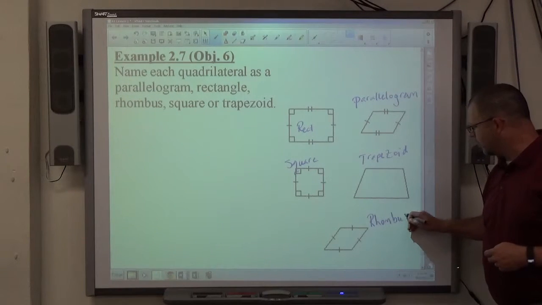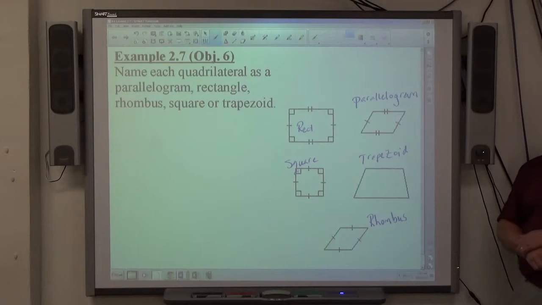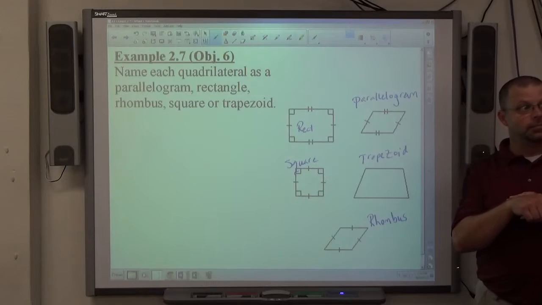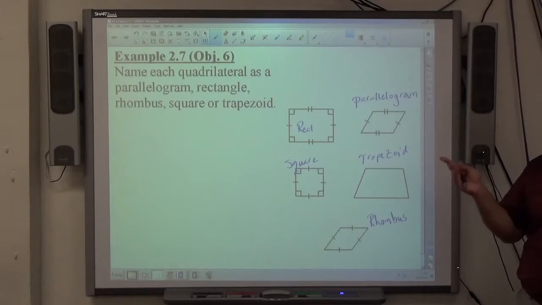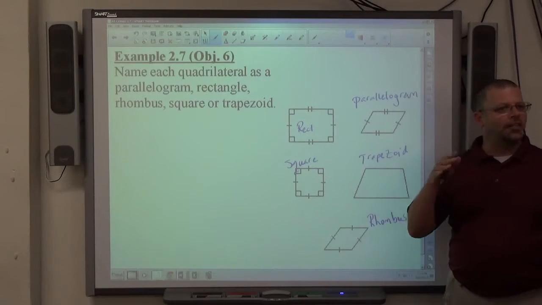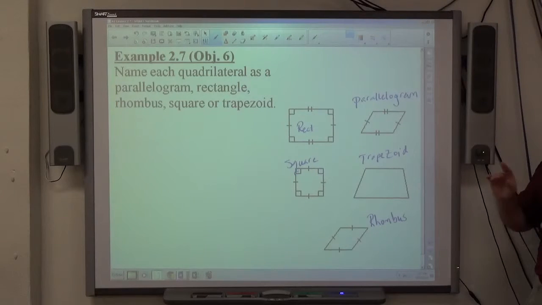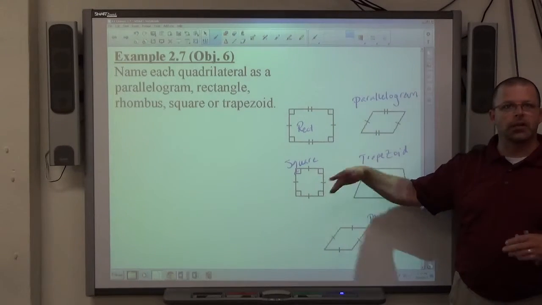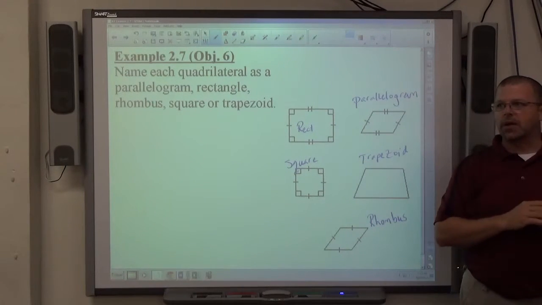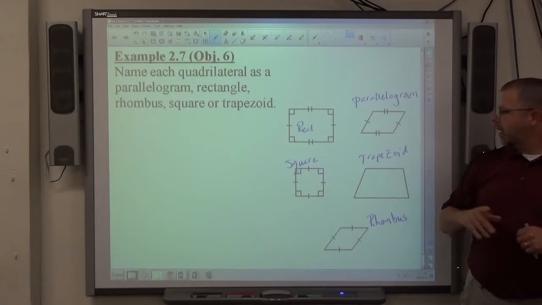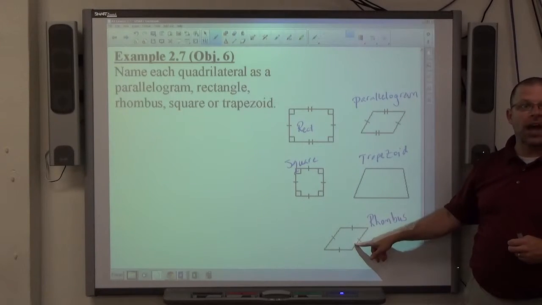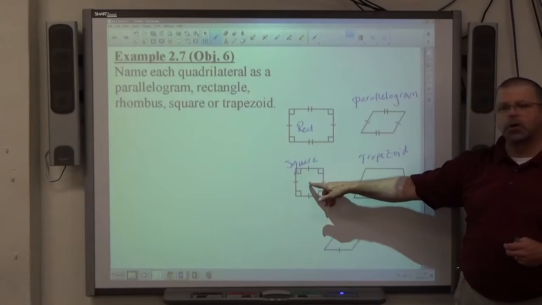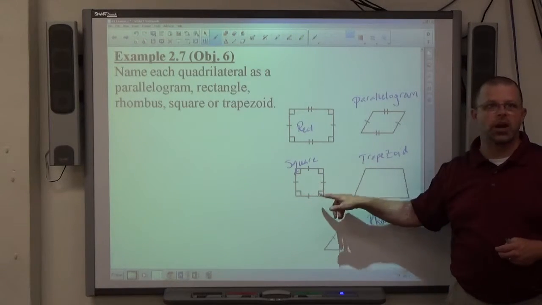Anybody know what a rhombus is? Four equal sides. It's a parallelogram. Between the two of you, yeah. It's a parallelogram, yes. All sides are equal. So a parallelogram is like a rectangle where a rhombus is like a square. The only difference is they're at a tilt. They don't have to have the right angles. But a rhombus is a parallelogram that just happens to have all sides equal. A square is a rectangle that just happens to have all four sides equal.